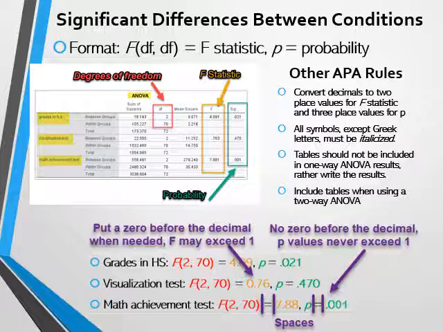Tables should not be included in a one-way ANOVA result. Rather, you would write the results out, which we will be doing in the subsequent slides. However, when doing a two-way ANOVA, tables can be used, and later on I will show you how to convert your tables into APA format.